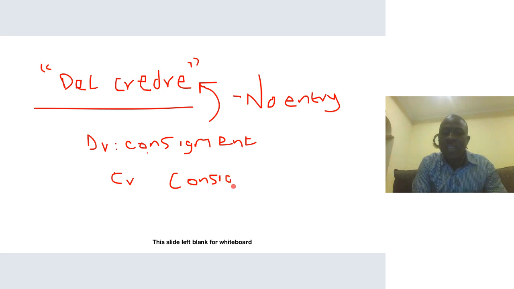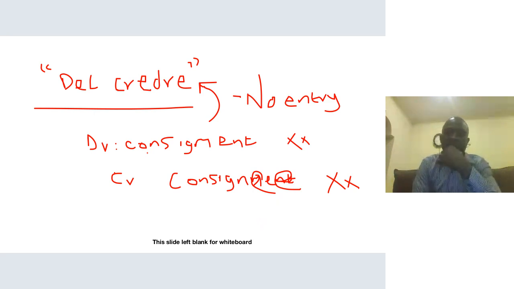So that is in the absence of the del credere commission. So we debit the consignment and we credit the consignee account. So that is the entry that we will make for bad debts. You can just write in brackets, bad debts recorded.